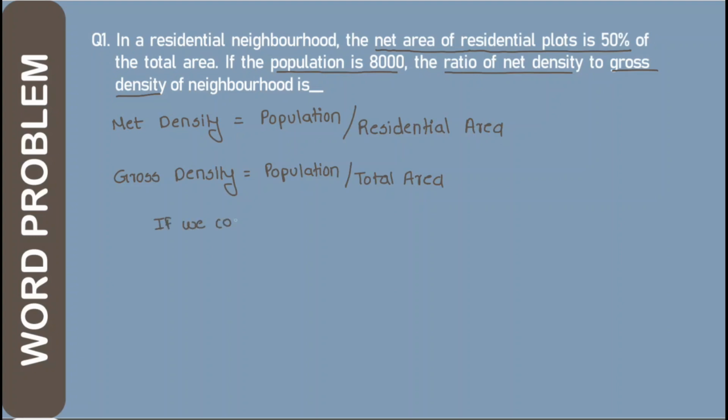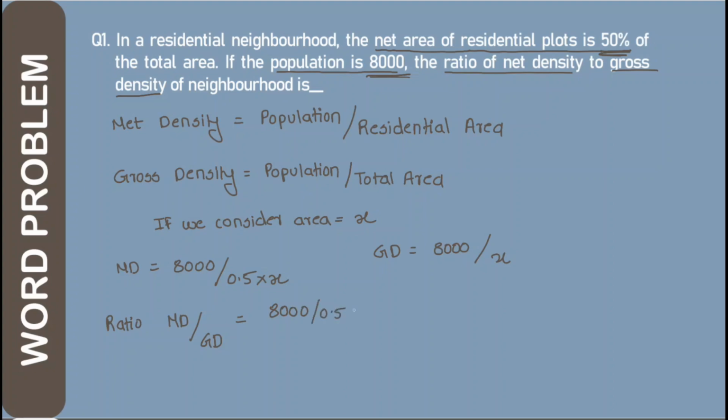If the total area we consider as x, the net density is equal to 80,000 divided by 0.5x, as the residential area is 50% of x. Gross density is equal to 80,000 by x. So the ratio of net density by gross density comes to 1 by 0.5, which is 2.